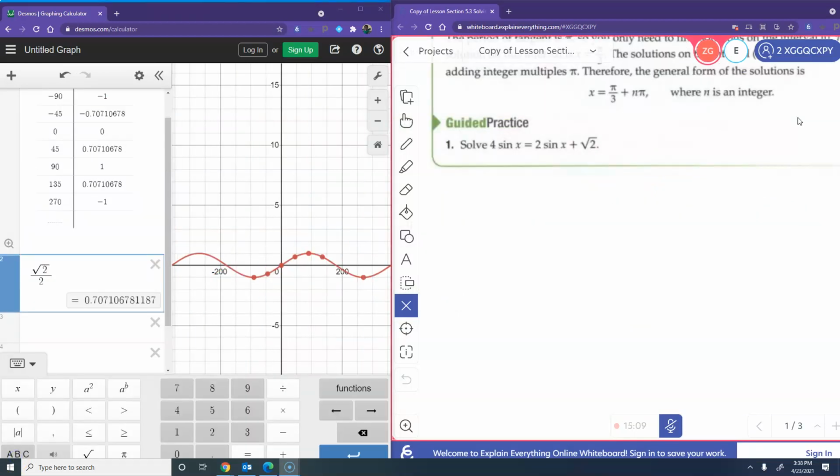I'm going to do this guided problem with you. We have 4 sine of x equals 2 sine of x plus the square root of 2. I'm going to go through the algebra process. You're going to subtract 2 sine of x from both sides.